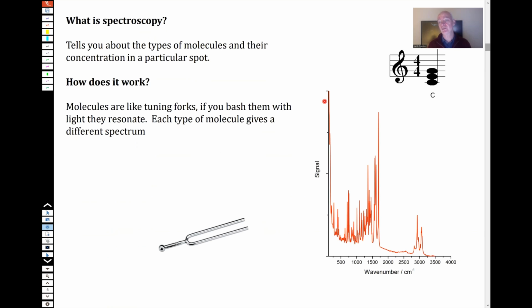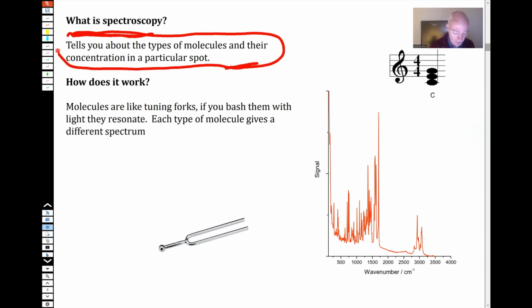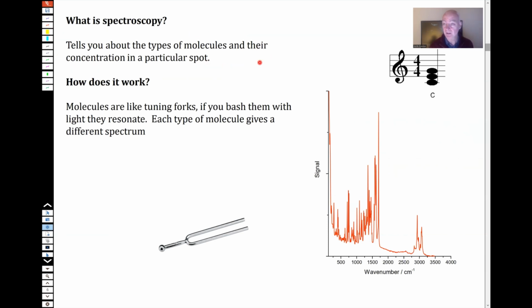What I'm really going to focus on is the spectroscopy, what you measure to understand that componentry. And in that regard, maybe we just think about spectroscopy in a fairly general sense and get some ideas around it. So what is spectroscopy? Well, what does it do, I should say. It tells you about the types of molecules that are in a particular spot and their concentration. That's really what it can do. That's its big capacity.